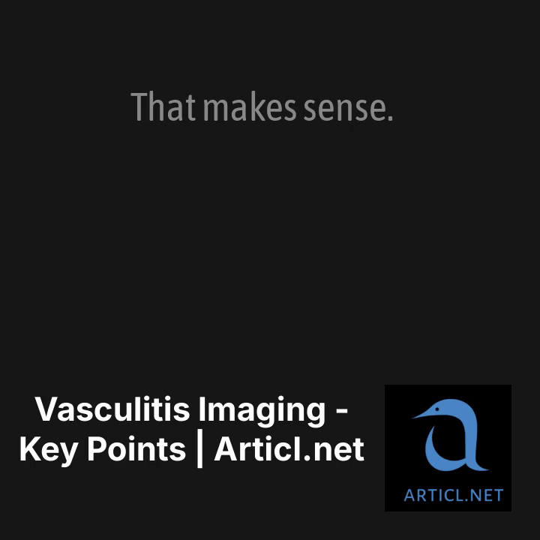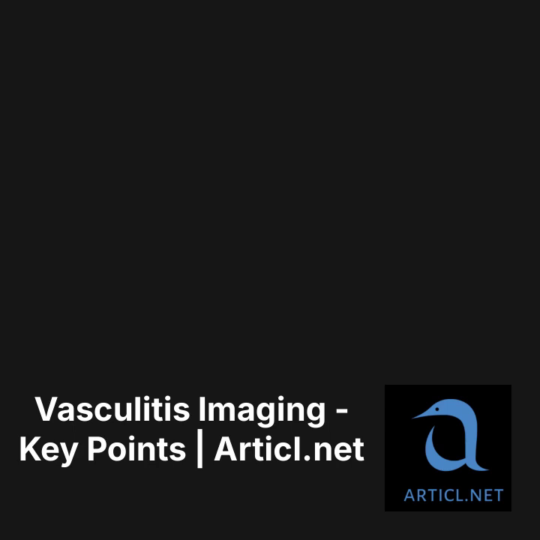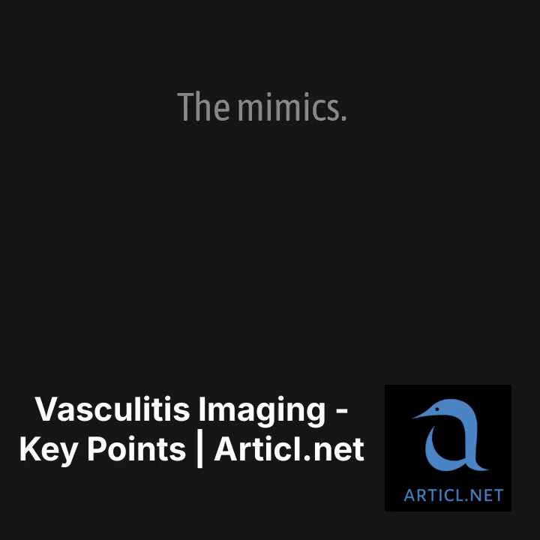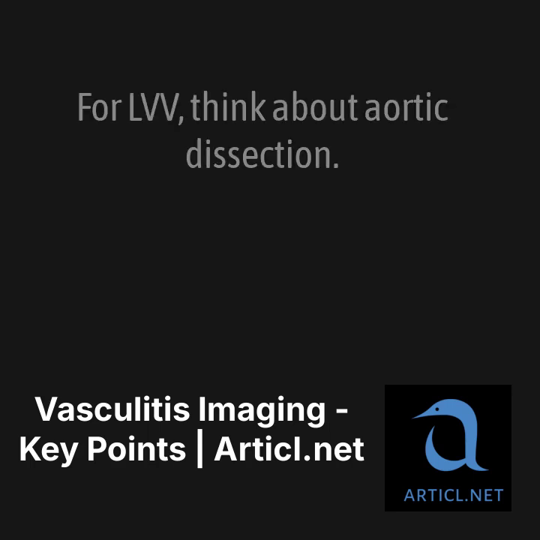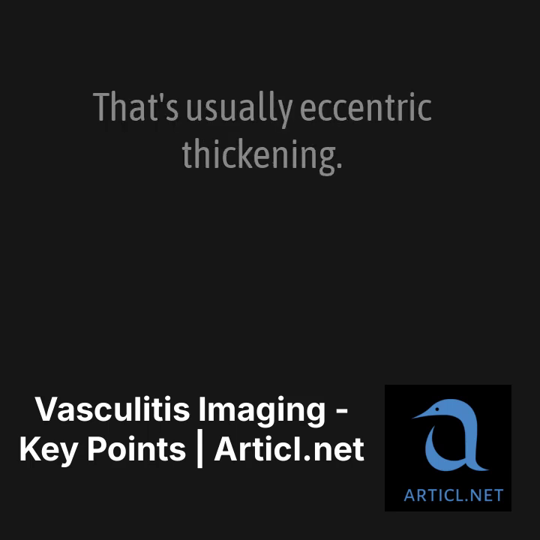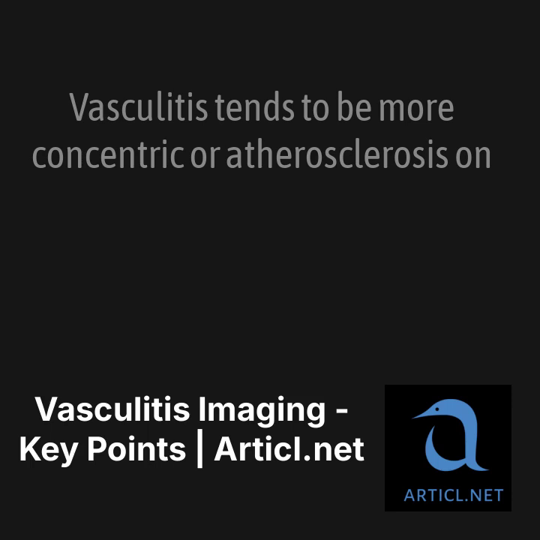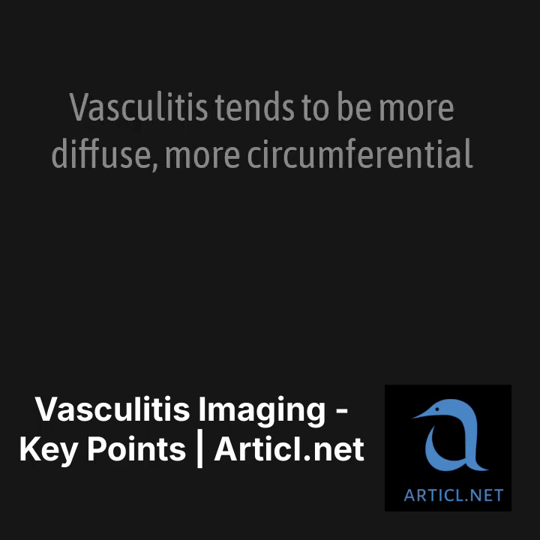That makes sense. So, putting it all together, when we're faced with these images, how do we confidently separate true vasculitis from all the things that can look like it, the mimics? That's where understanding these specific patterns is so critical. For LVV, think about aortic dissection, that's usually eccentric thickening, right? Vasculitis tends to be more concentric. Or atherosclerosis, on PET it usually shows patchy uptake. Vasculitis tends to be more diffuse, more circumferential along the vessel.